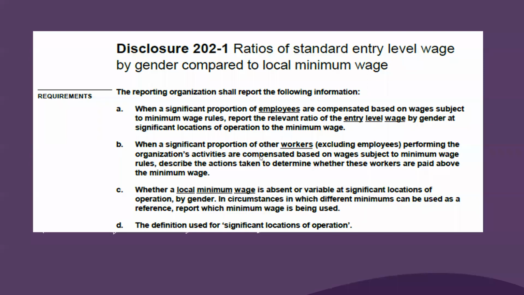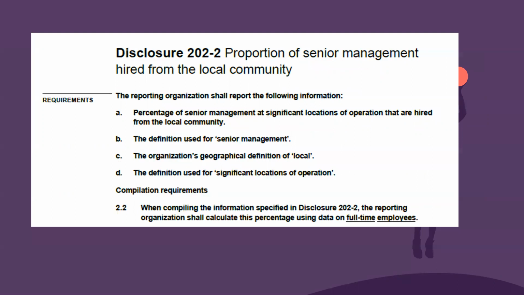When a significant proportion of other workers, excluding employees, performing the organization's activities are compensated based on wages subject to minimum wage, describe the actions taken to determine whether these workers are paid above the minimum wage. And usually naman in a manufacturing entity, those holding supervisorial roles, they're being paid above the minimum wage. So that's one disclosure. Next, we have the proportion of senior management hired from the local community. So this is very important.